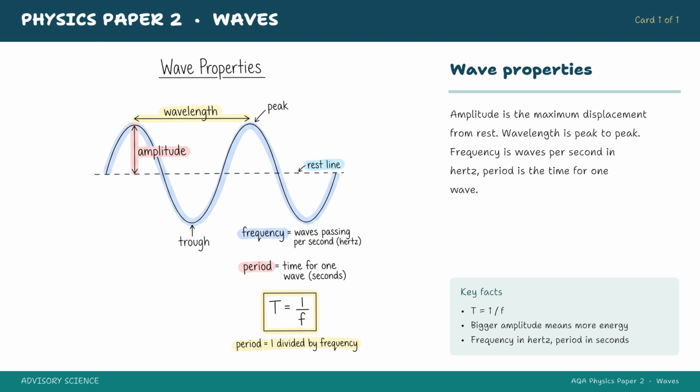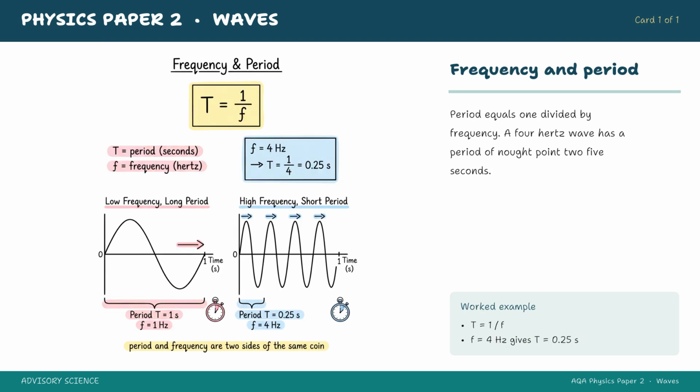In letters, that's T equals 1 over F, where T is the period in seconds and F is the frequency in hertz. Let's walk one through. A wave with a frequency of 4 hertz has a period of 1 divided by 4, which is 0.25 seconds. In the exam, get a time into seconds first. If you're given milliseconds, divide by 1,000.